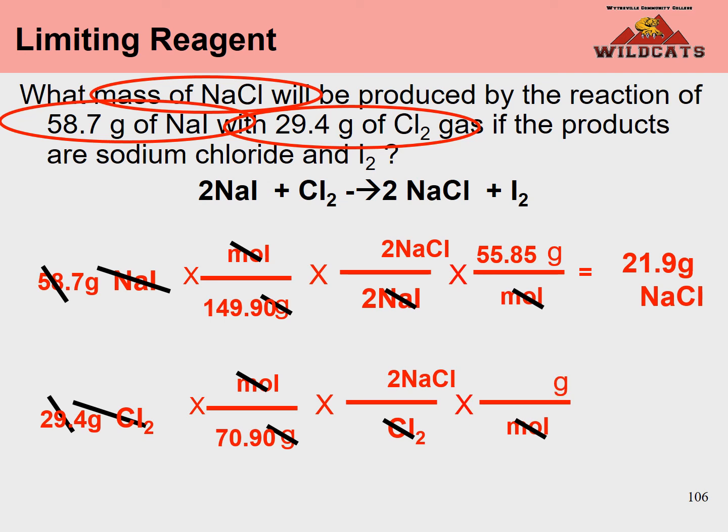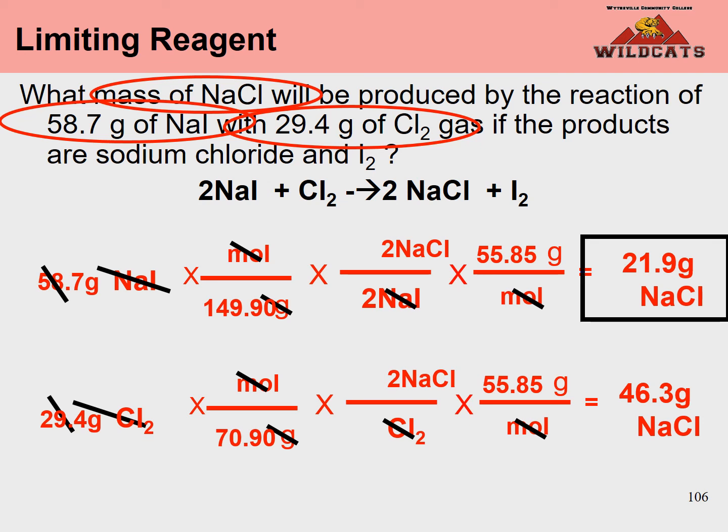Molar mass of NaCl is 55.85. So I'm going to do the exact same thing I did at the top. So there's no need to stop at moles and then rethink about what you're doing. Like I said, I like to just go all the way to the end of the problem. And then it's pretty simple to take a look that our smallest number is 21.9. So that means 21.9 grams of sodium chloride will be produced because NaI is the limiting reactant.